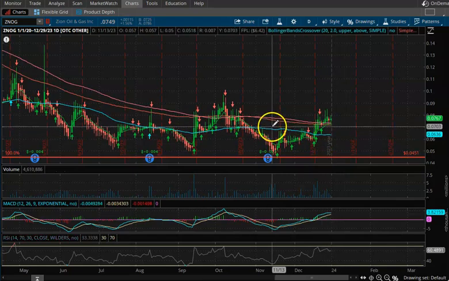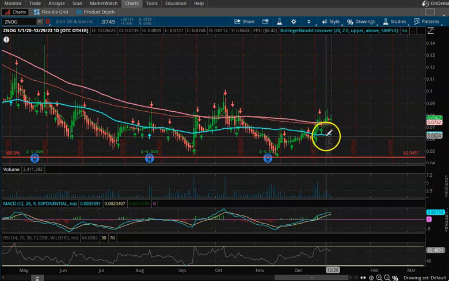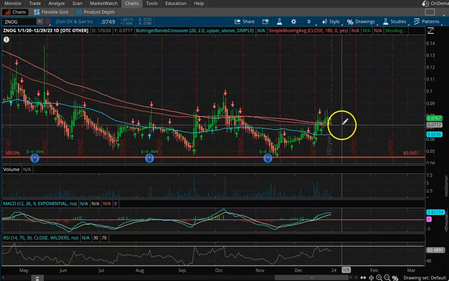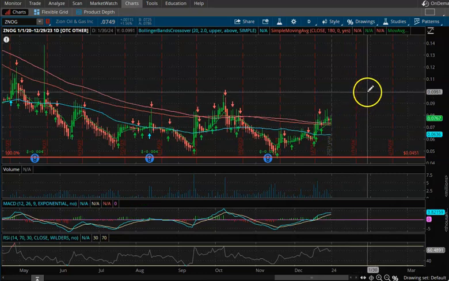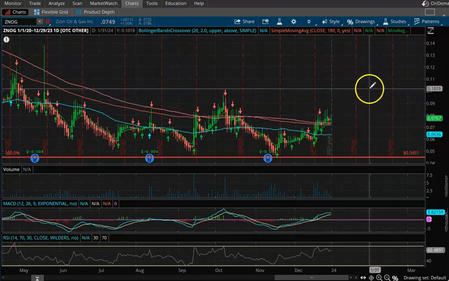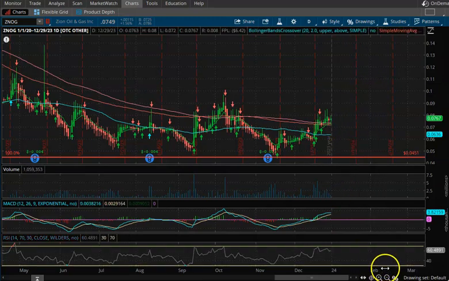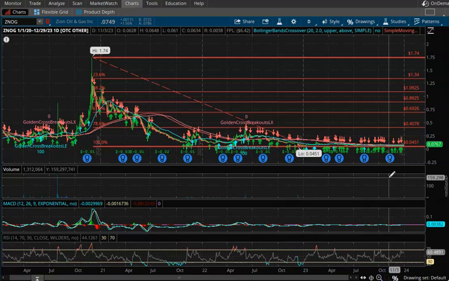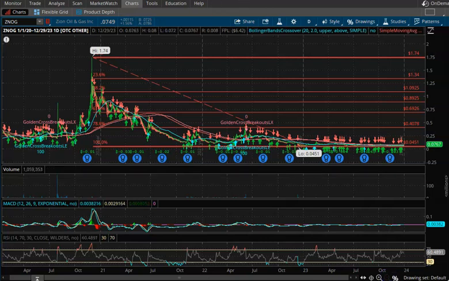And on our golden cross breakout indicator, we still got some room between these two lines here, so we need to, longer term, get probably, I would say, closer to the 10-cent mark before that indicator signals that we have a larger spike in price. So something has to kind of give as far as what happens with the company.